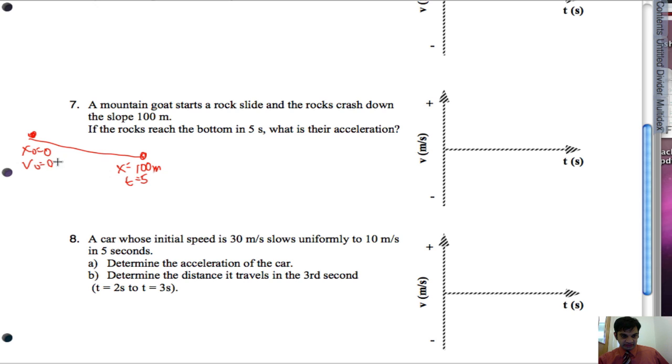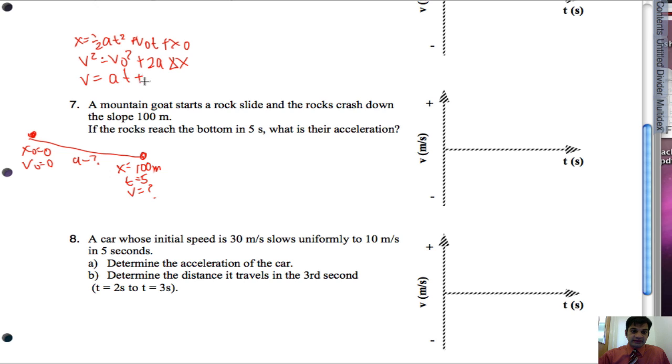We have a v naught equal to 0. We don't know the acceleration. We don't know the final velocity. So let's go ahead and use our equations to solve that. So we have x equals 1/2 at squared plus v naught t plus x naught. And in fact, what I'm going to do is actually move this up here. And then we're going to also have v squared equals v naught squared plus 2a delta x. And finally, we're going to have v equals at plus v naught.